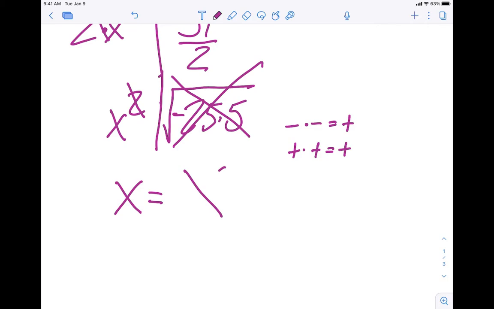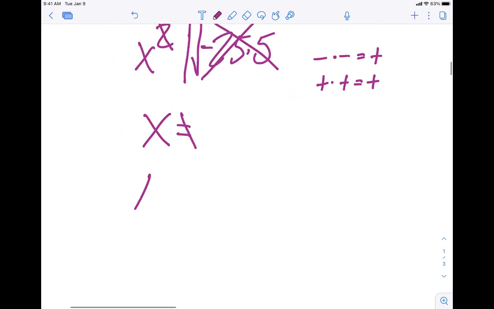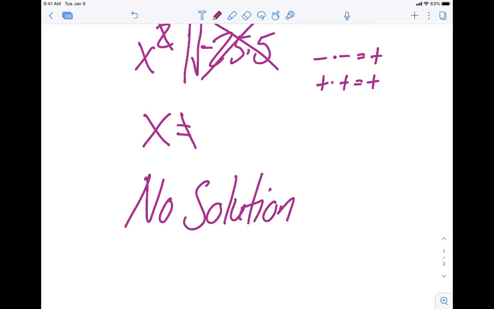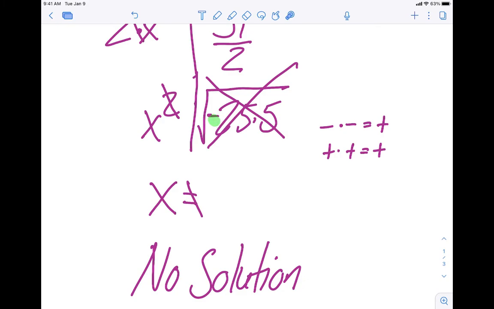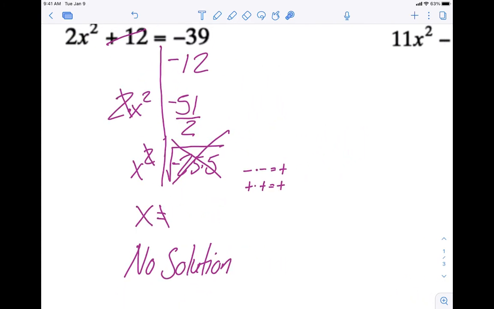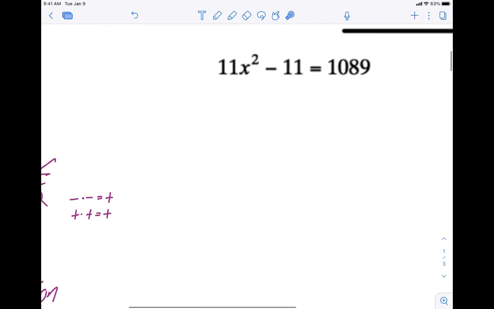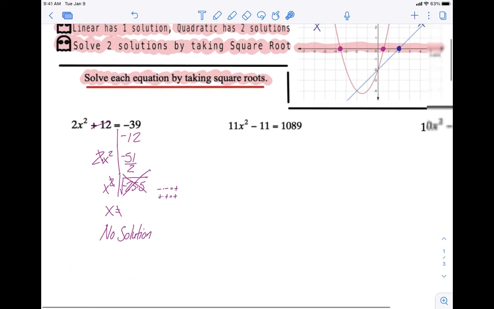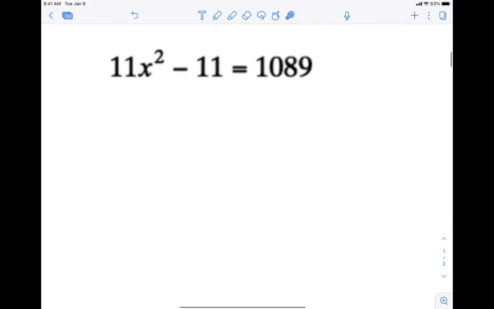So there is nothing here, right? There is nothing. So this is no solution. No solution. You cannot have a negative inside the square root and come out with a regular number, right? Come out with a whole number or even a decimal, right? So this is no solution. Okay. So let's take a look at this example. Hopefully this example here in the middle will give us a solution.